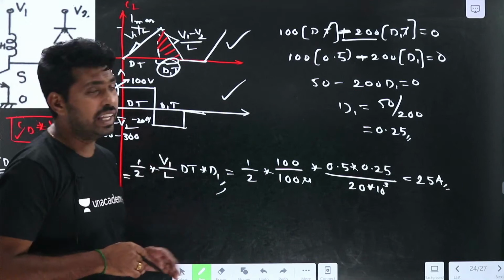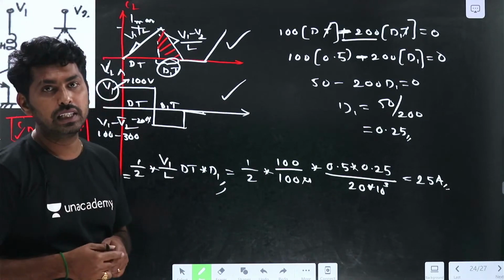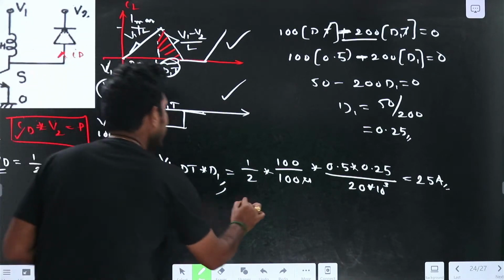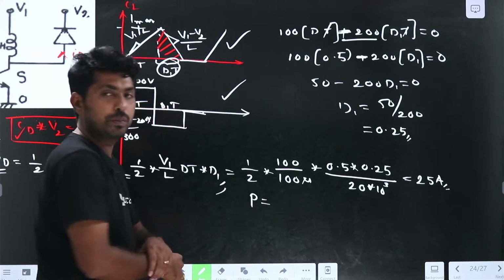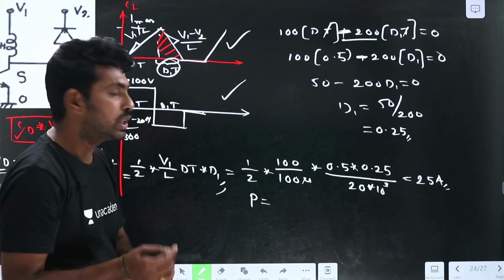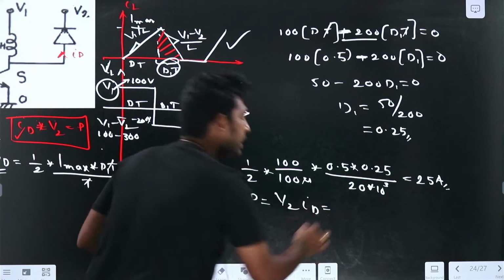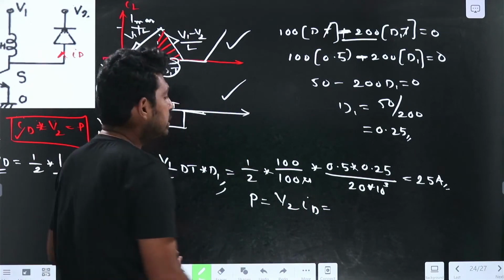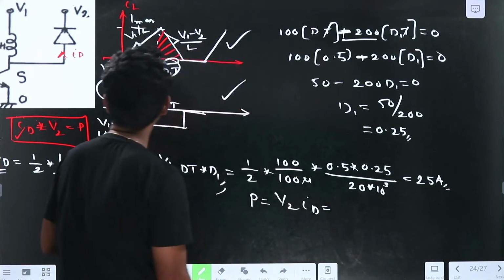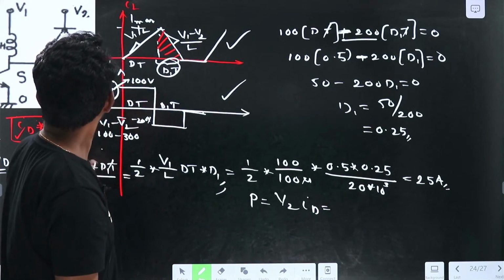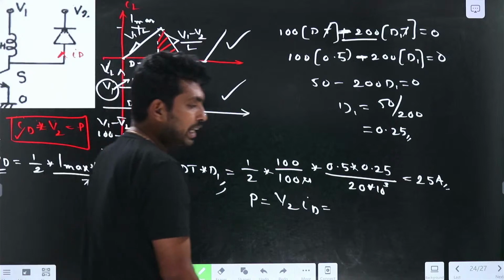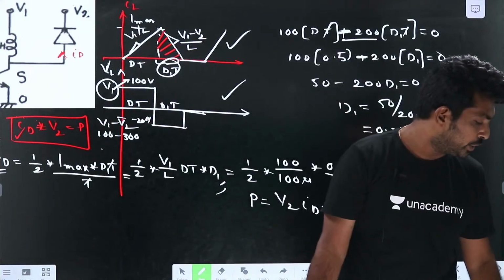Now if I know the ID value, I can find the power easily. So how can I find the power? Power equals V2 into ID. What is the V2 value? V2 is given as 300. So 300 into ID.